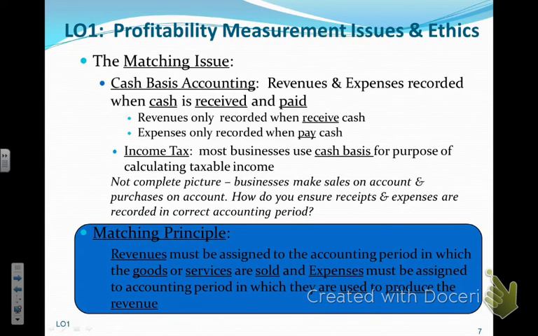This is where the matching principle comes into play. We want to recognize revenues, or assign revenues, to the accounting period in which the goods or services are sold, and the expenses assigned to the accounting period in which they are used up to produce those revenues. If the matching principle is not applied correctly, it may lead to investors or stockholders being misled about the profitability of the company. So these 5 different principles that we've just discussed help to ensure that our company is measuring their profitability appropriately and correctly and maintaining ethical financial reporting.